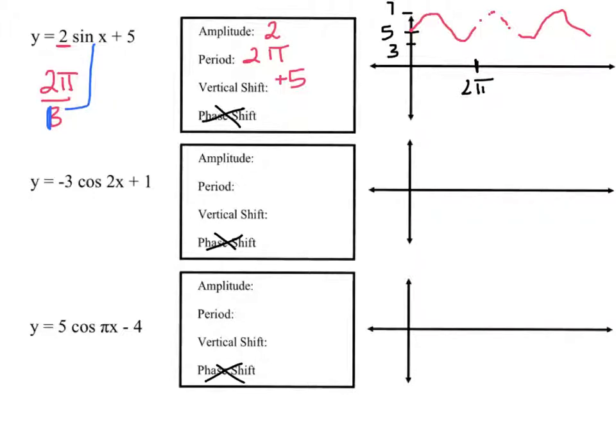Next example, the amplitude. Well, this one, we can see the 3, it looks negative. The negative is not part of the amplitude. The negative simply states that there's a reflection. We'll get back to that, but the amplitude is just 3. The period, I always do 2 pi over b. In this case, b is 2. 2 pi over 2 is just pi. And the vertical shift is up 1 unit. So 1.